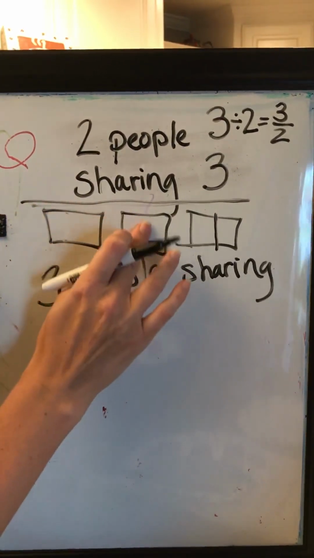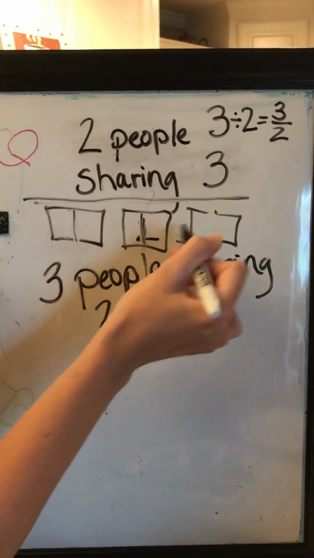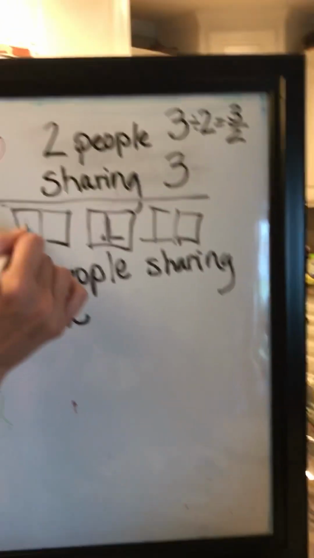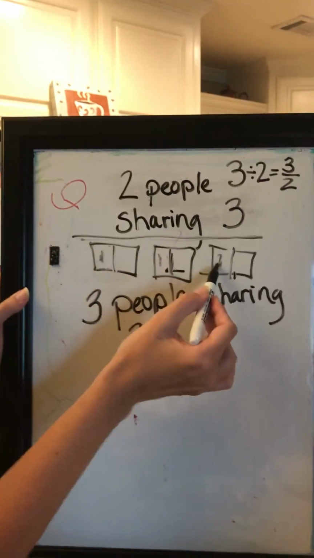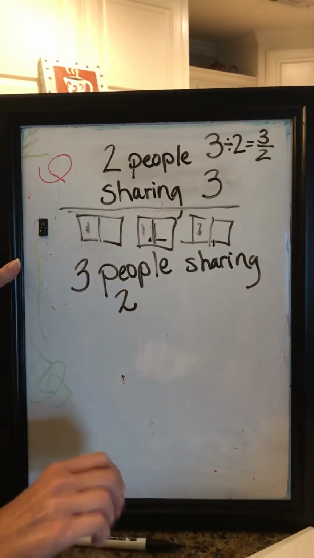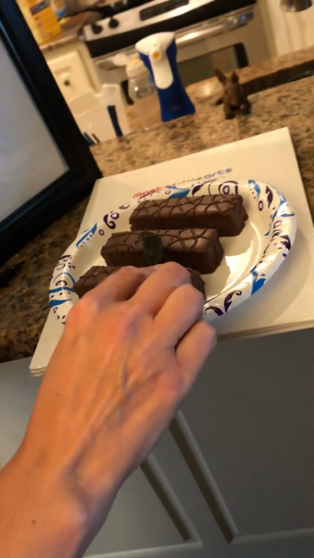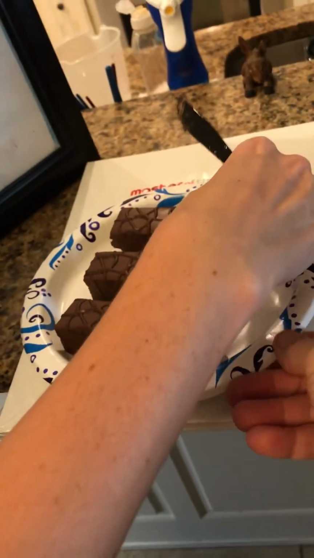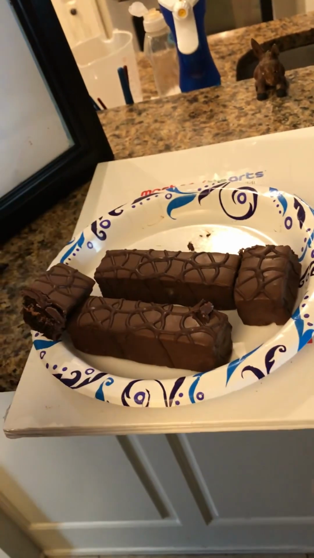And I also could have divided it just into halves like this. And then I would show that each person is getting one piece from each of these. So I can count that that's a total of 3 halves. So I'm going to kind of just demonstrate that here. Person 1 gets this one, person 2 gets this one, and then we're going to split this in half. And so now they will each get 1.5 of these Little Debbie cakes.